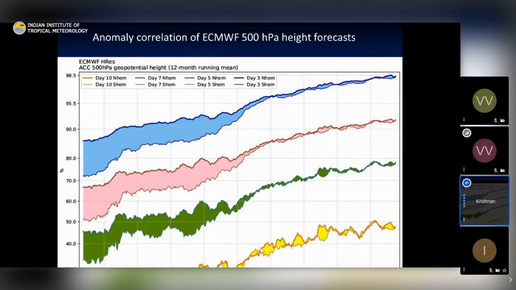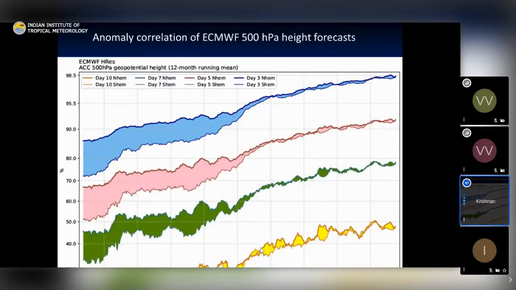What is impressive is that in the recent decades, after the late 90s and after 2000, in both the southern hemisphere and the northern hemisphere, the skills are almost comparable, thanks to the satellite data, because the southern hemispheric region did not have many observations in the earlier periods. Now the observational coverage has improved in the southern hemisphere, and that has led to the improvement in the forecast skills. That is one clear message that you are getting, comparable to what you see in the northern hemisphere.